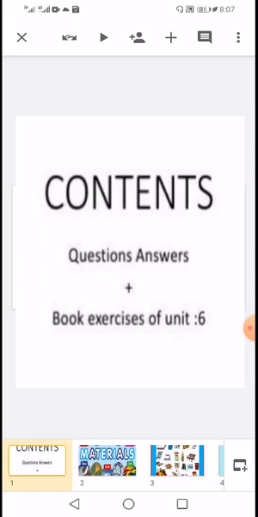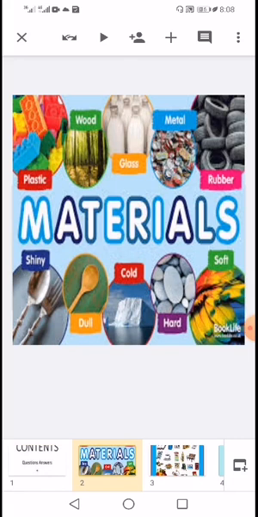It is the revision class. The contents are question answers plus book exercises of Unit 6. Okay, so Unit 6 is about materials. Materials is everything. Everything around us is made up of different materials.